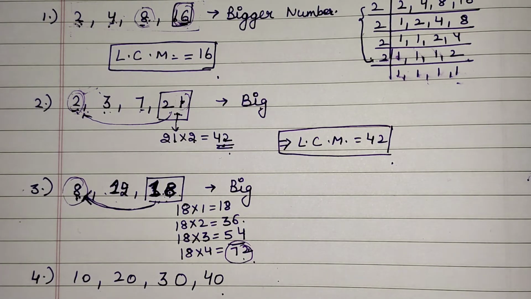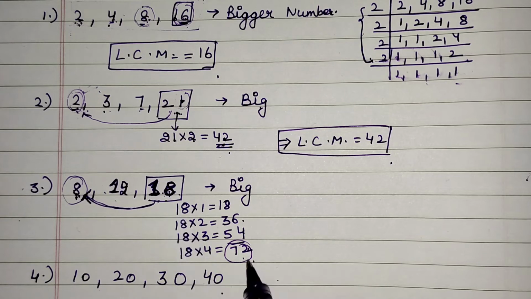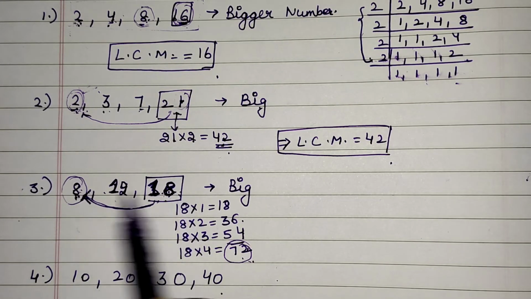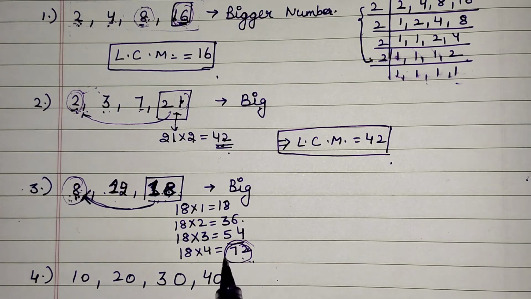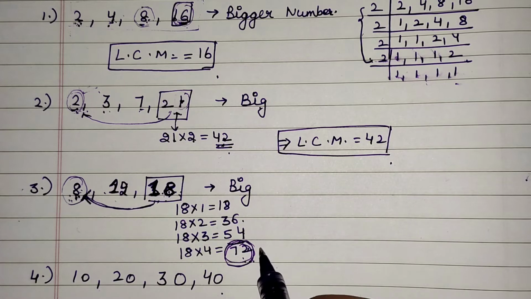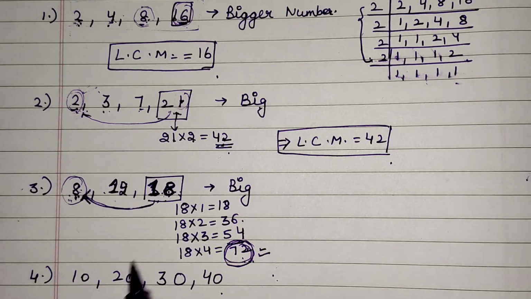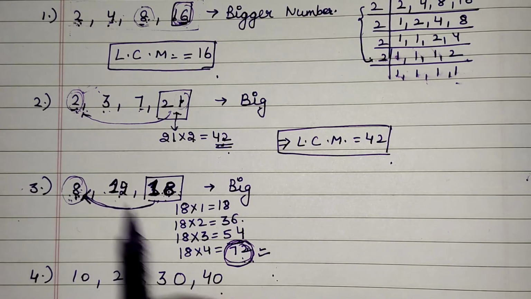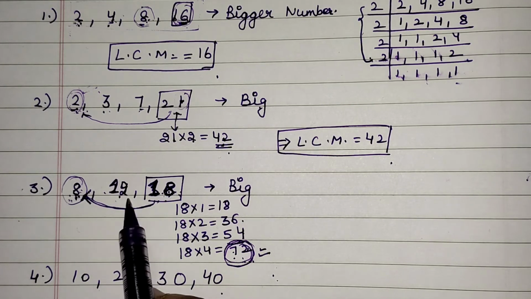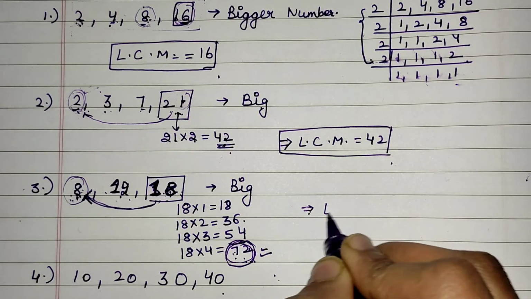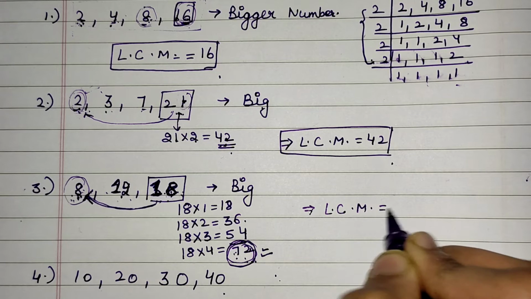So if you practice, then you will be able to find directly the common number with which this will be divisible, which is 72. Okay, so this is 72. Now check that 72 is divisible by 12 also. Yes, 72 is also divisible by 12. So my LCM is going to be 72 only.